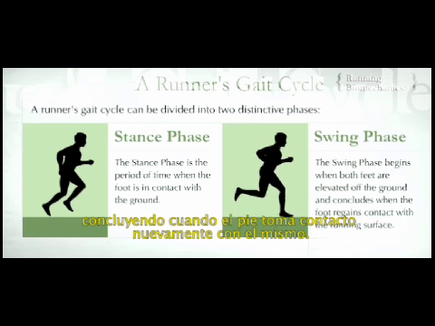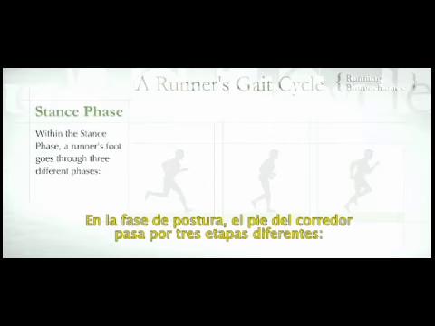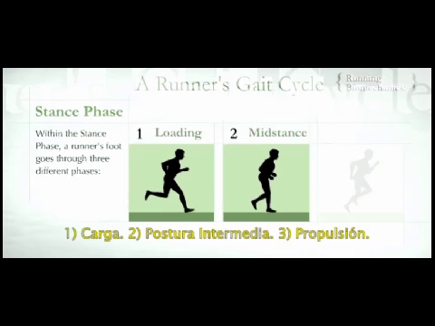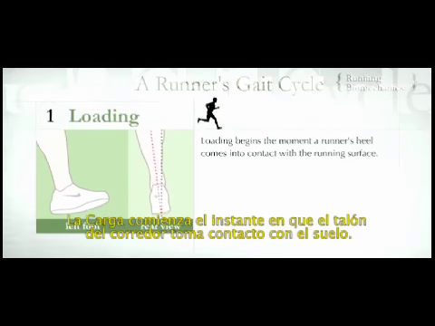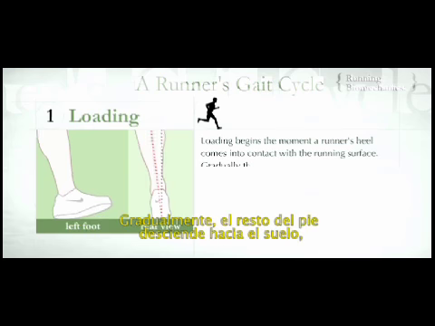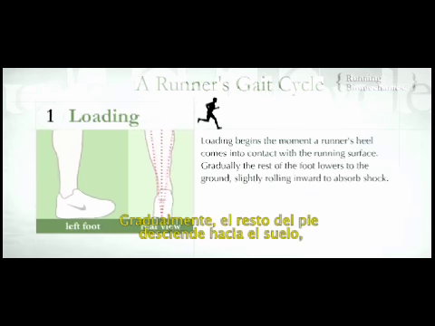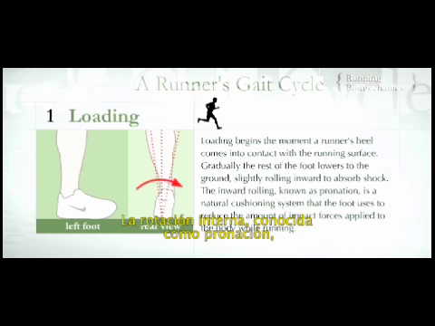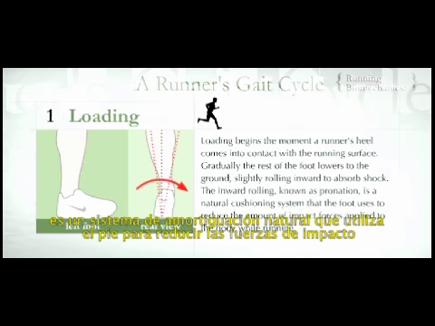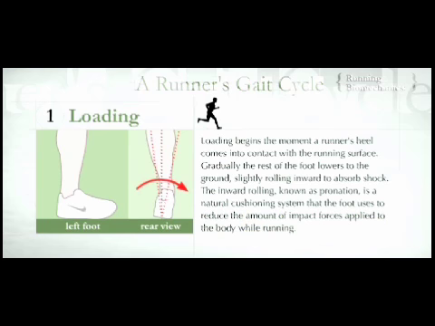Within the stance phase, a runner's foot goes through 3 different phases: loading, mid-stance, and propulsion. Loading begins the moment a runner's heel comes into contact with the running surface. Gradually, the rest of the foot lowers to the ground, slightly rolling inward to absorb shock. The inward rolling, known as pronation, is a natural cushioning system that the foot uses to reduce the amount of impact forces applied to the body while running.